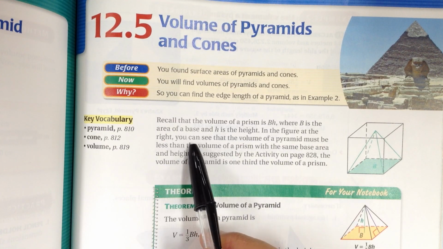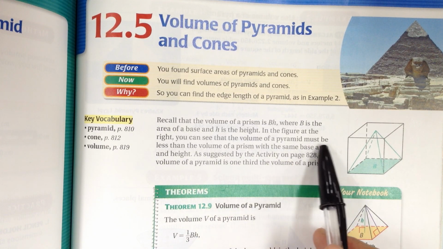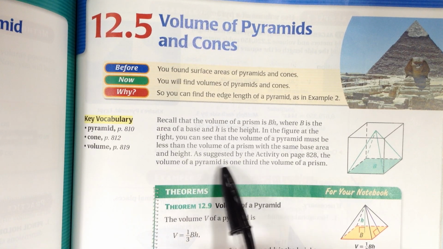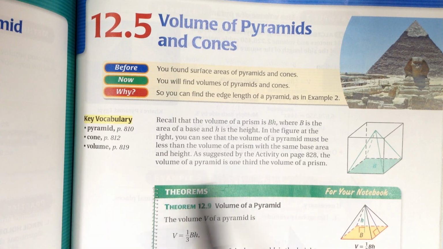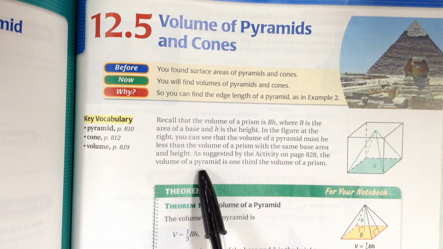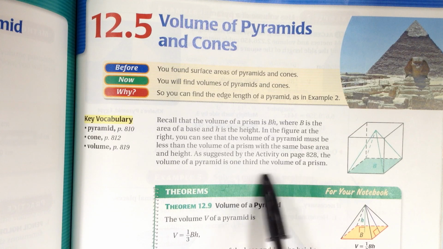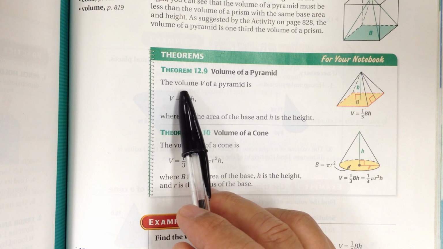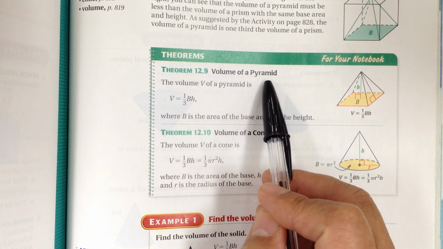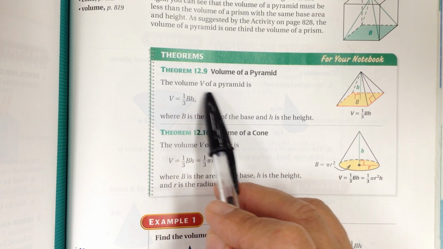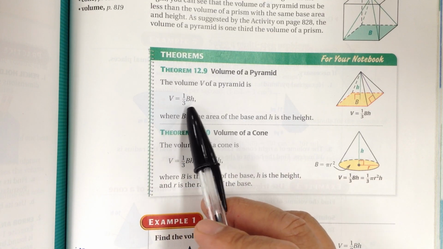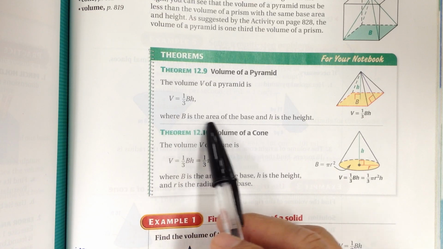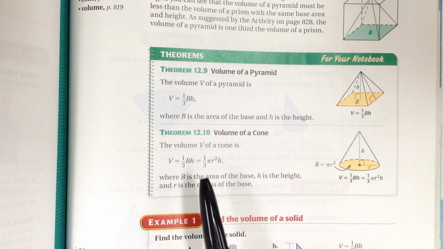In the figure at the right, you can see the volume of a pyramid must be less than the volume of a prism with the same base area and height. As suggested by activities on page 828, the volume of a pyramid is 1/3 the volume of the prism. So here are the theorems. Theorem 12.9, volume of a pyramid: the volume V of a pyramid is V equals 1/3 B times H, where B is the area of the base and H is the height.